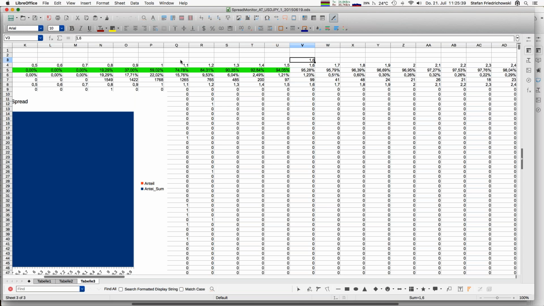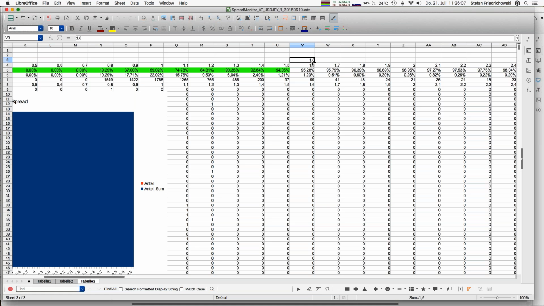Trading is done with real spreads, but for calculation of trading strategies, I have to enter spread values, and in this case, for dollar Japanese yen, I would use 1.6, because then I know that in 90%, 95% of the time I have values lower.